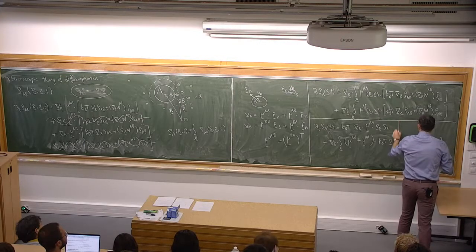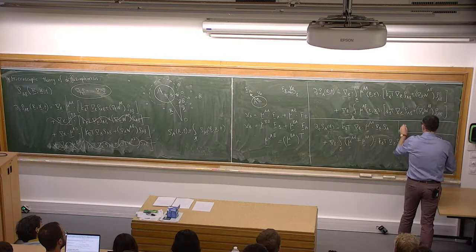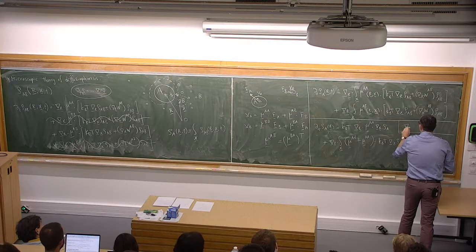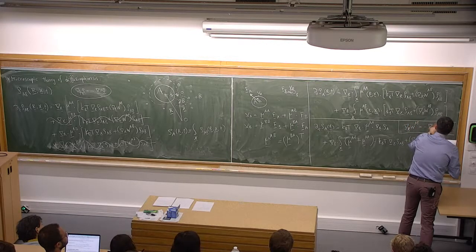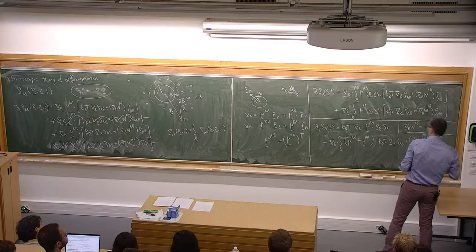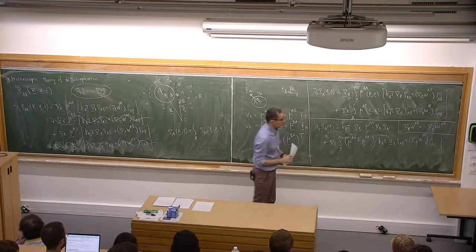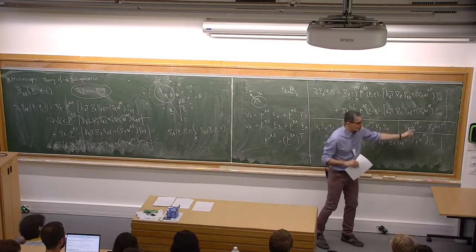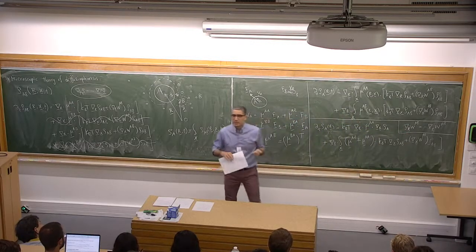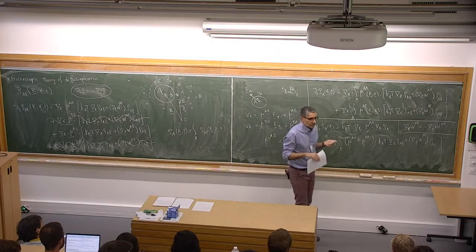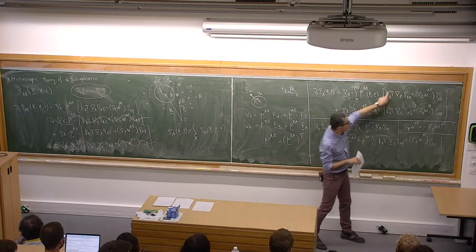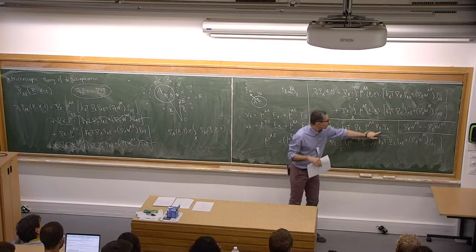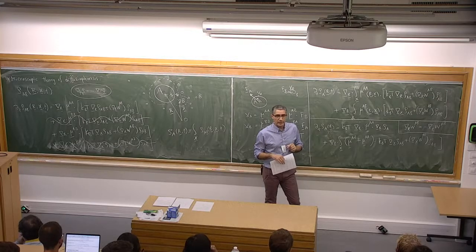So to get this, I have used the following expression. Because my interaction is a function of the difference, gradient with respect to R is the same as minus gradient with respect to X. So I write this term. So first of all, this term is done. I'm writing it here. There is no x integration, right?